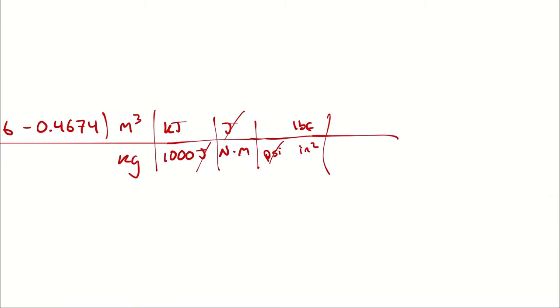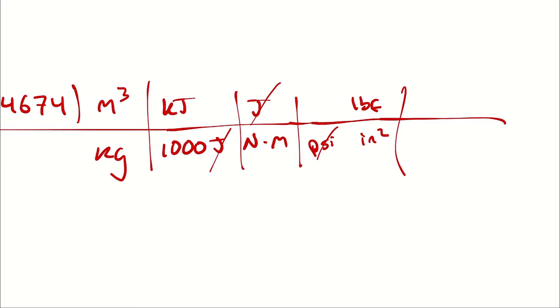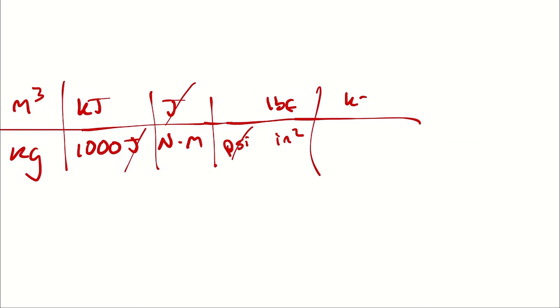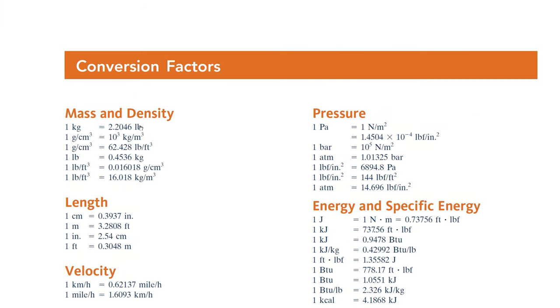pounds of mass. That kilogram was in the denominator, so I want it in the numerator, and that was 2.2046 pound mass. By the way, how did I know that it was a pound of mass? Because it's appearing under the mass and density. Also, your textbook uses just LB for pound mass and LBF for pound of force, so if it isn't labeled, it's a mass.